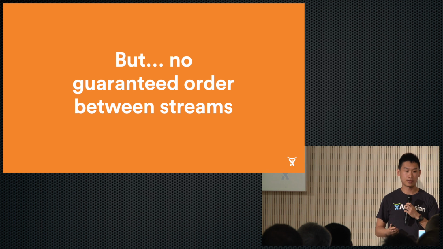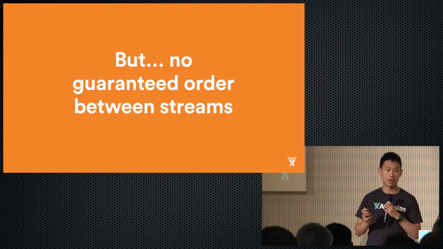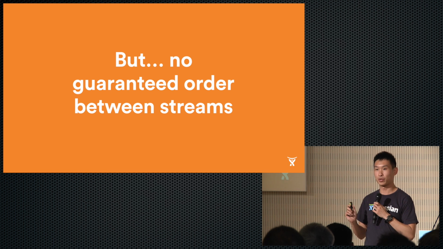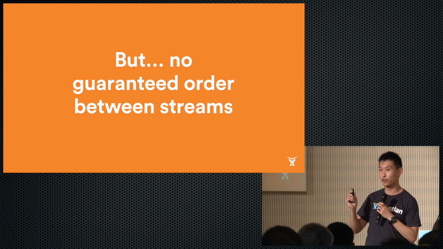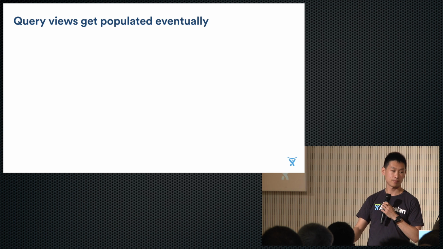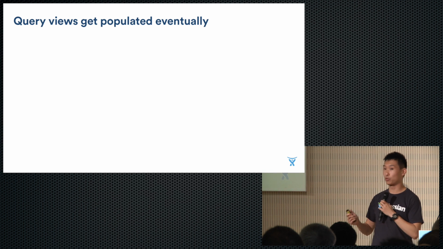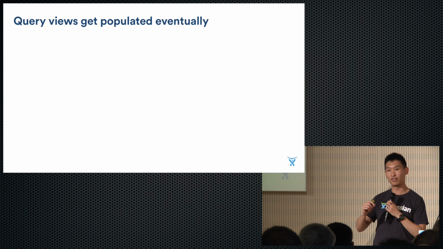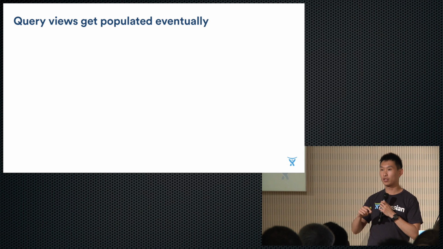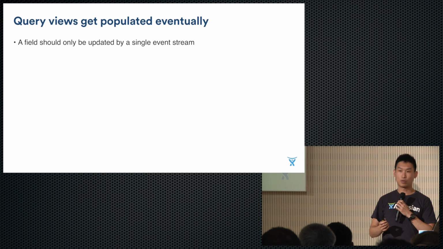All right. So that's splitting event streams, but remember, we have this no guaranteed order between streams, and that actually has an implication for your downstream consumers. That really comes down to query views being populated eventually, because individual streams are processed independently, so that means two things.